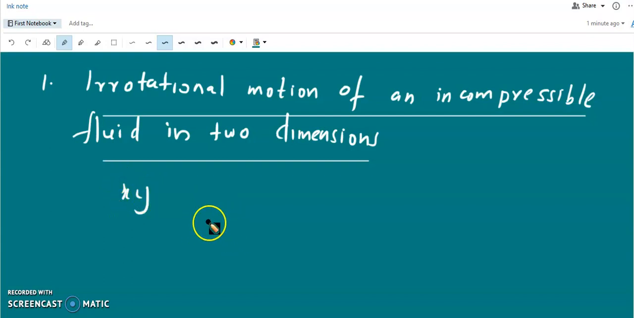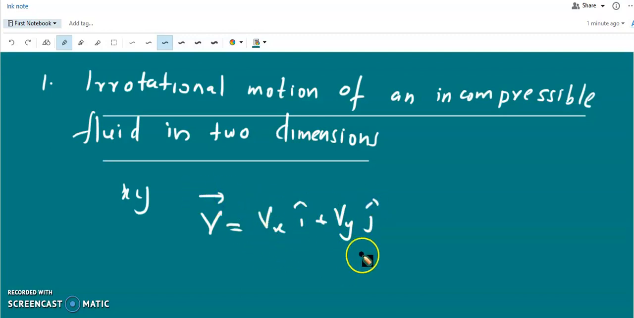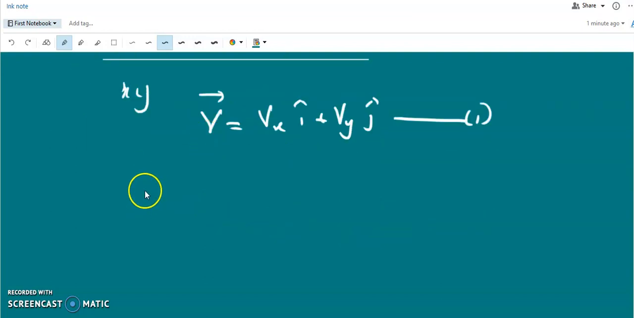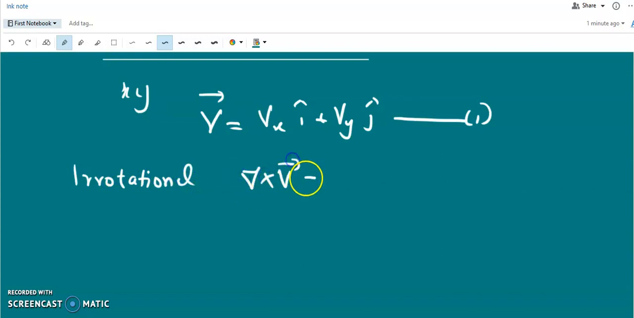So the velocity is given by v equal to vx i plus vy j. So in the xy plane, velocity has two components, the x component vx and the y component vy. So this is equation number 1. And given that this motion is irrotational, that means the curl of the velocity vector is 0. So irrotational implies curl, del cross v, equal to 0.